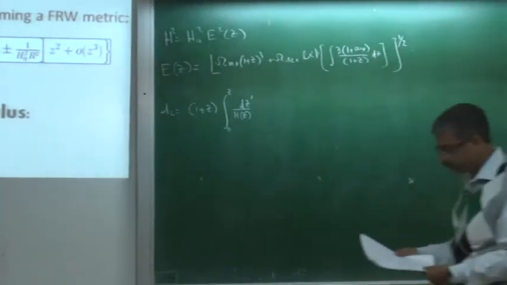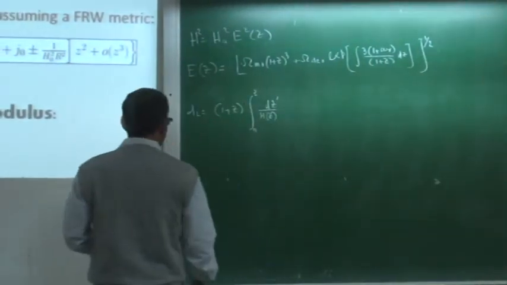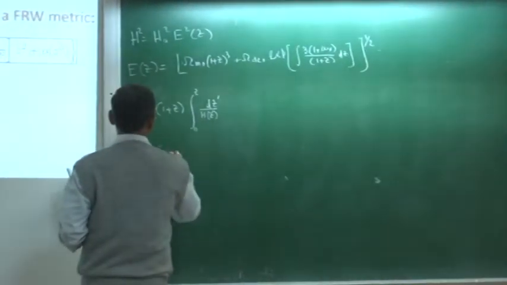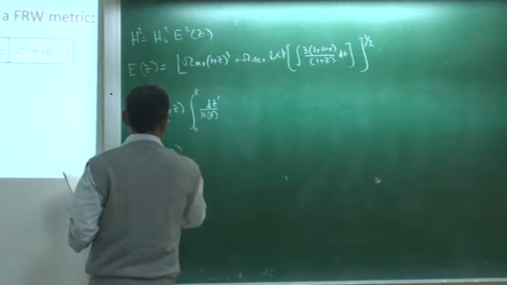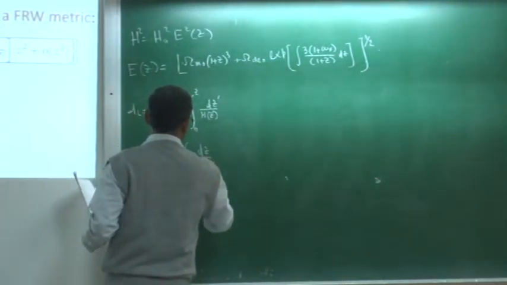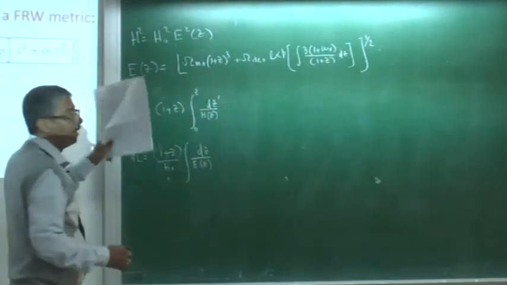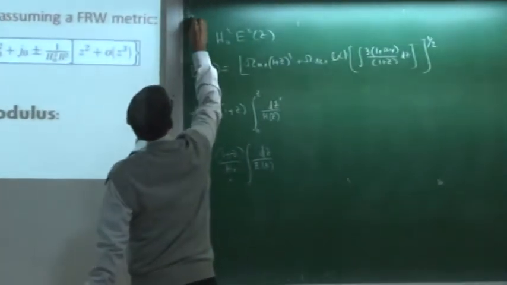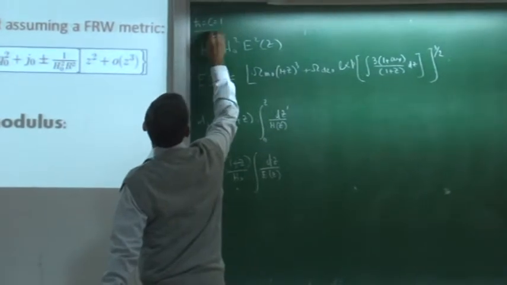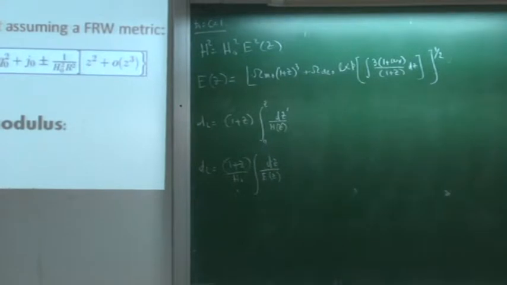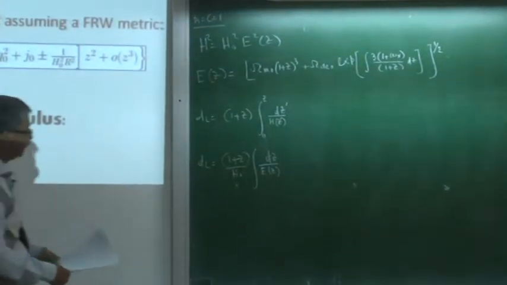So if I put in everything, my DL will be 1 plus Z by H naught. I am taking a natural unit where I am assuming c equal to 1. Okay, so now I can differentiate this expression.